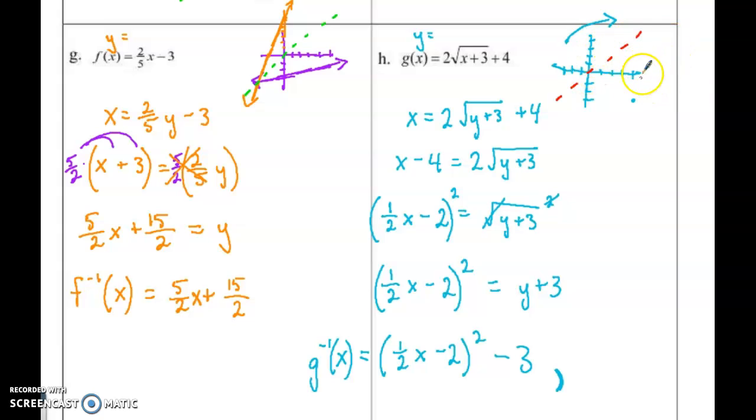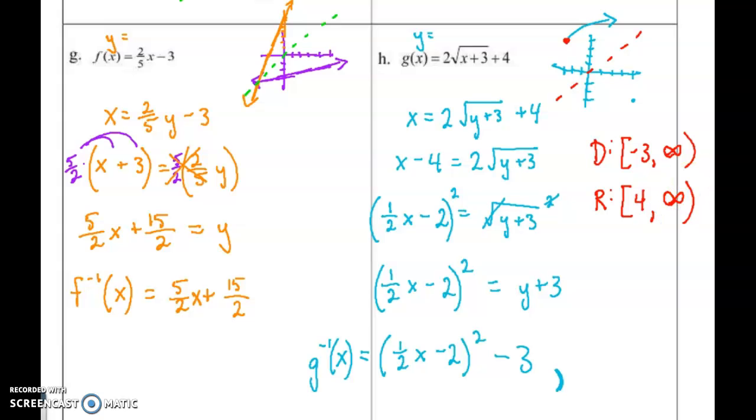Now, which half do we actually want? Well, let's go back to the original problem. What was the domain in the original problem? We only wanted values for x starting at -3 and going infinitely to the right. Well, what about the range of that problem? The range, by our rules, started at 4 and went infinitely up.